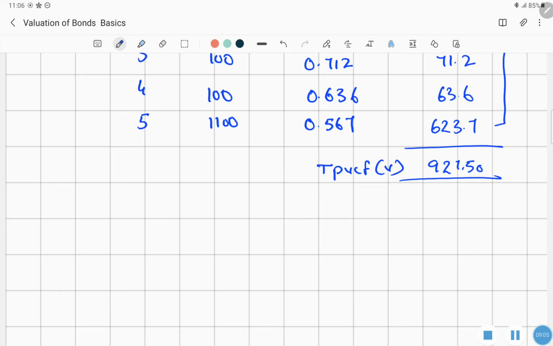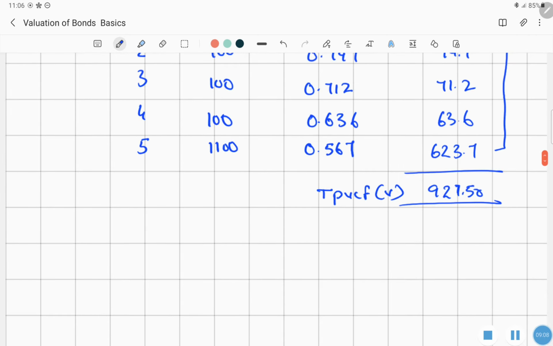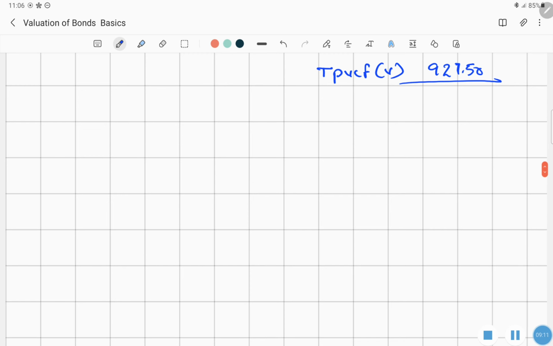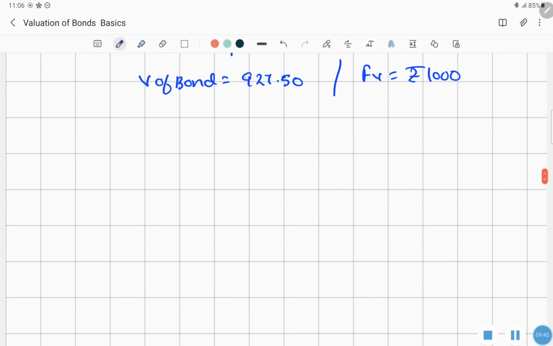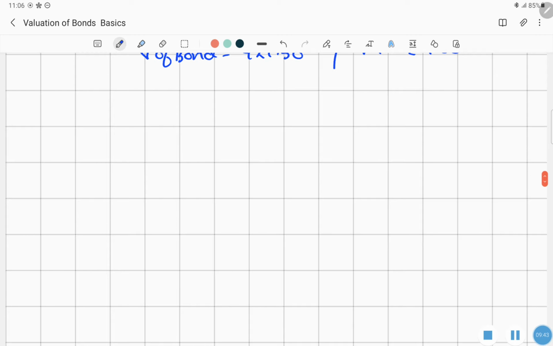So we'll be getting 927.50. In the second situation, we find that when the required rate of return, which is R, is 12% and the coupon rate is 10%, the price of the bond, or the value of the bond, is 927.50. The face value of the bond that we have is rupees 1000, right?